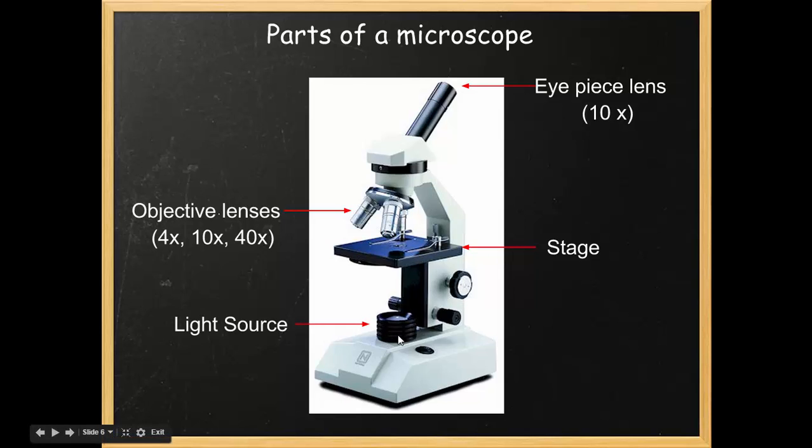As I said before, this is our light source down here. So this whole thing gets plugged into an outlet. You turn it on, there's the on switch, the light shines up through a hole in the stage, and your specimen is over top of that hole.